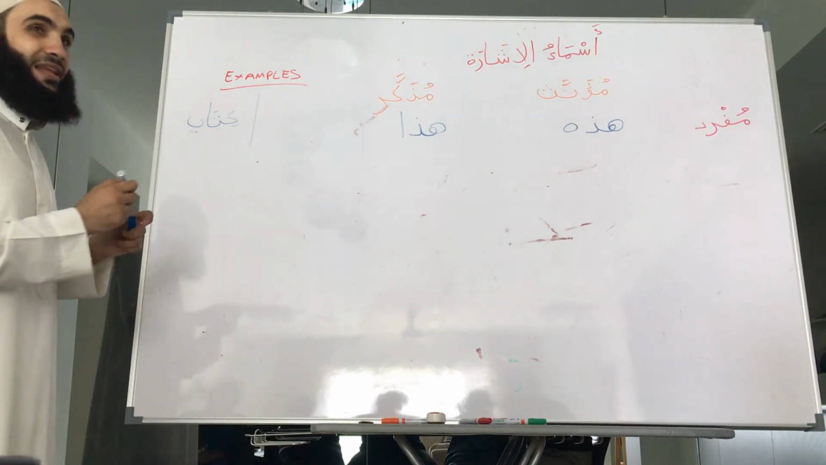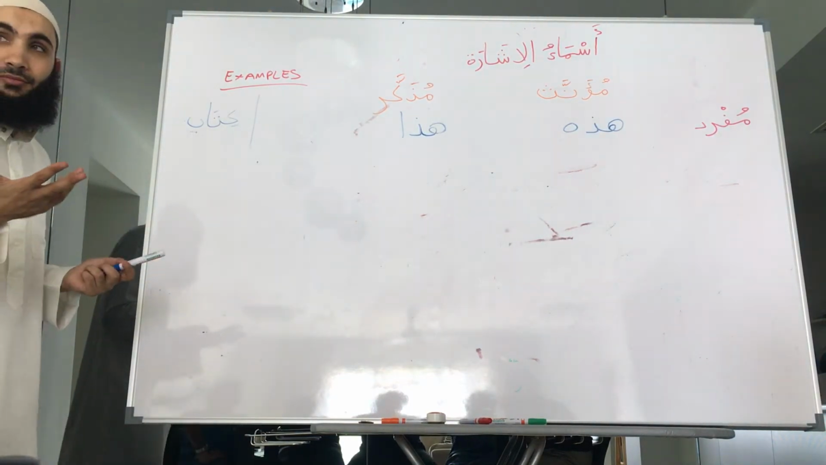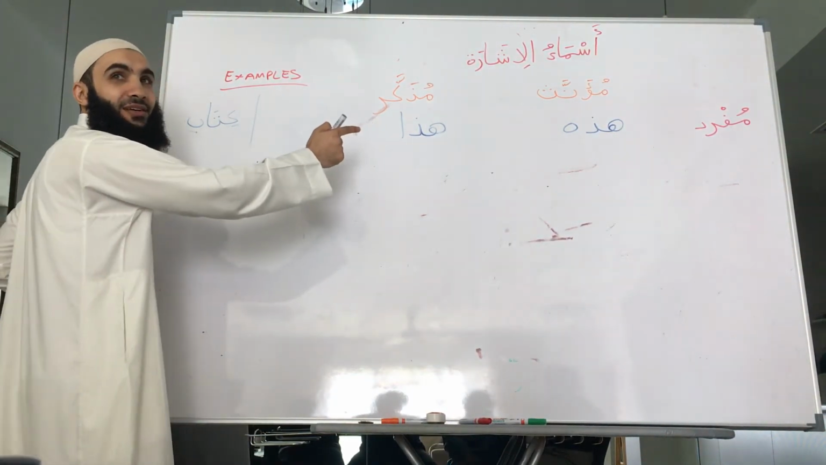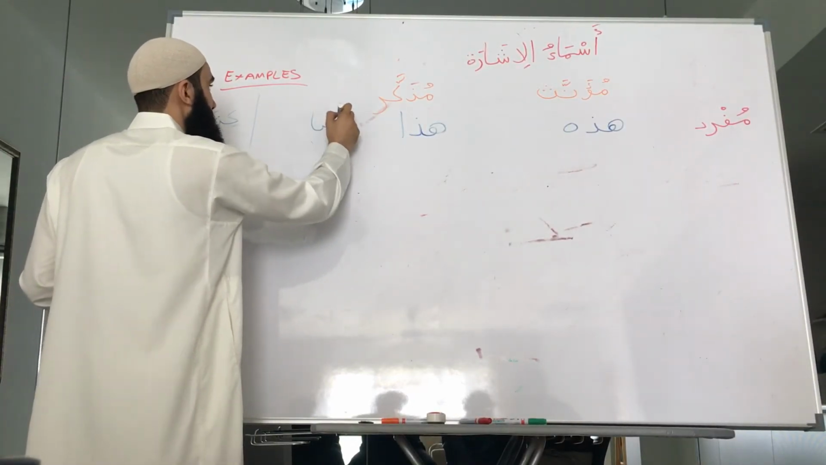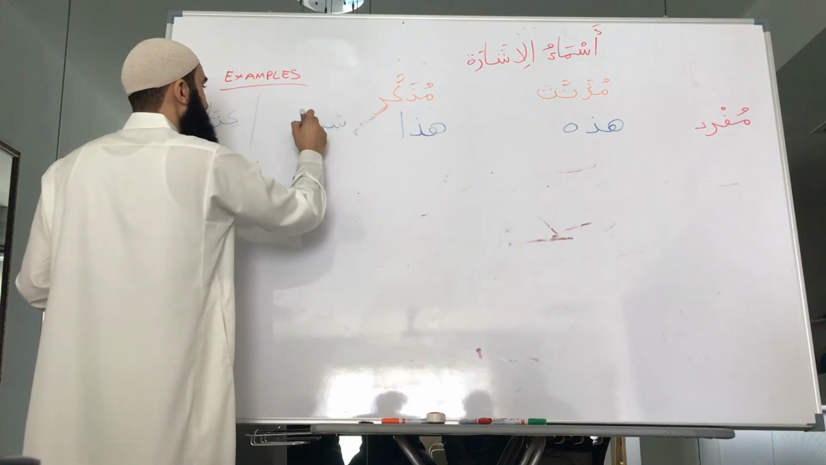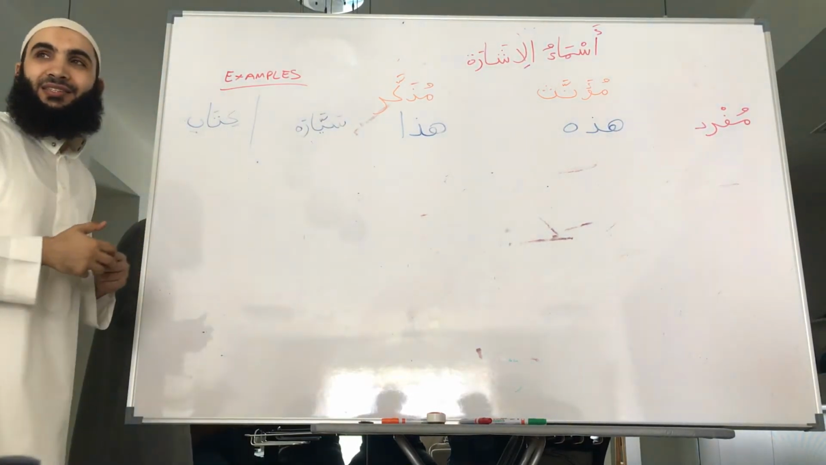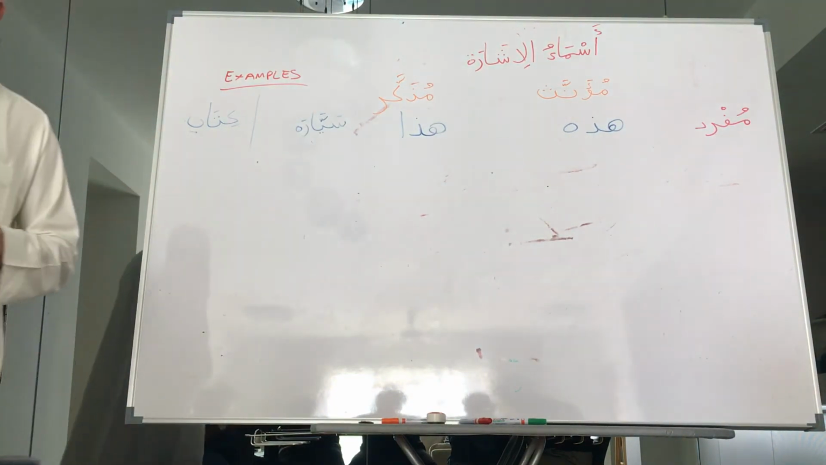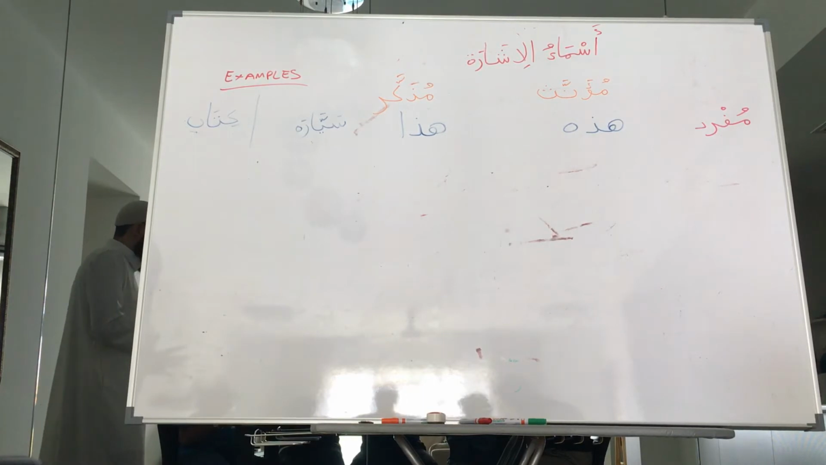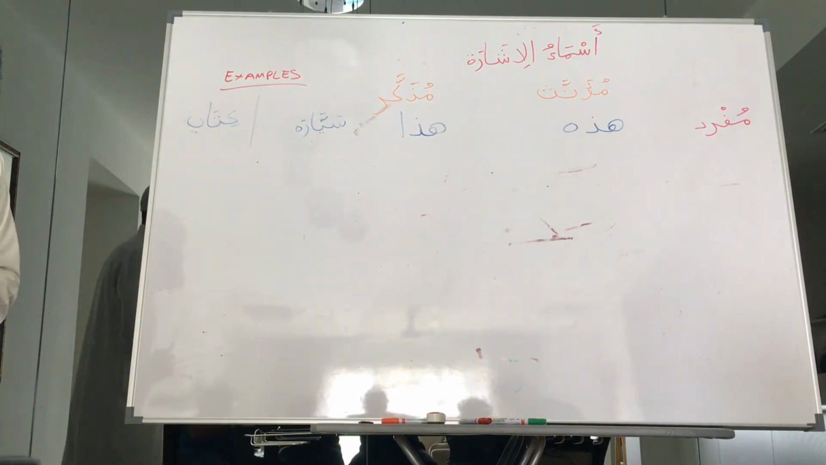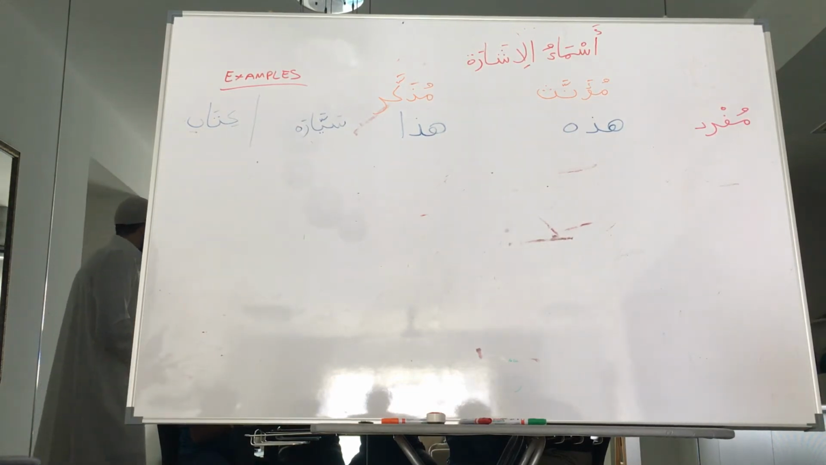Now, if we take a female word, sayara, we say hadi sayara. What is sayara? Car. That's female. Write the word sayara. If you don't know it, write it so you know what it is. So we say هذه سيارة.